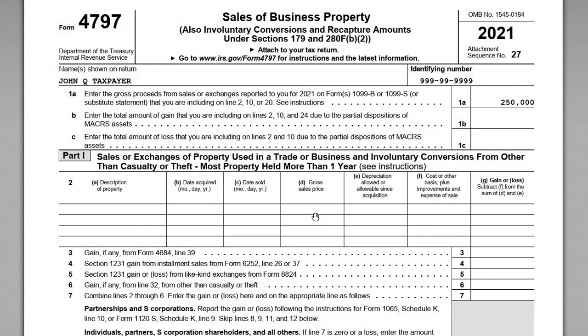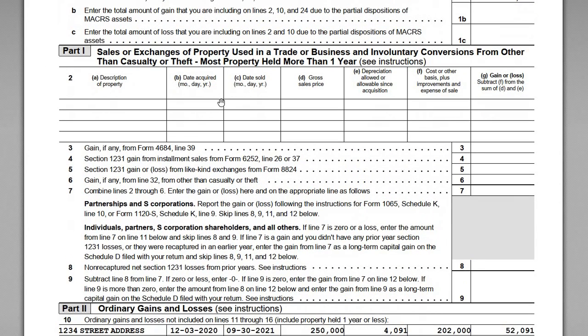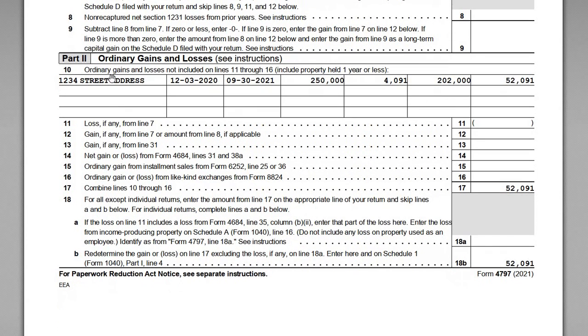So if we look at this example, so we have our same 4797 here. Part 1 is blank, right, because this is only for property that was held for more than a year. That's not our case now, so we're going down to Part 2. Part 2, ordinary gains and losses not included on lines 11 through 16, and this includes property held 1 year or less, right? So that's us. This is where we live. So enter the address of the property or whatever you've called the property within your return.